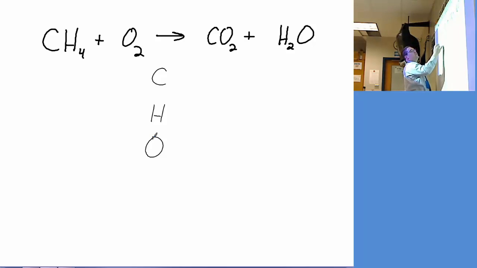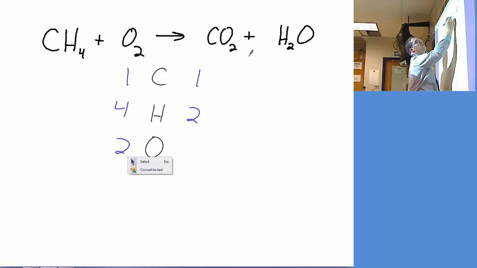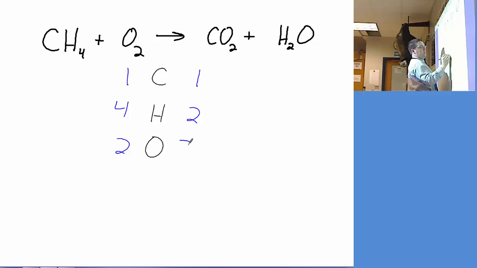And if we take our inventory, we've got one carbon on the left, one on the right, 4 hydrogens on the left, 2 on the right, and 2 oxygens on the left, 2 plus another 1 for 3 on the right-hand side. So the carbons aren't out of balance, so we're obviously not going to start there. So we've got a choice between hydrogen or oxygen.